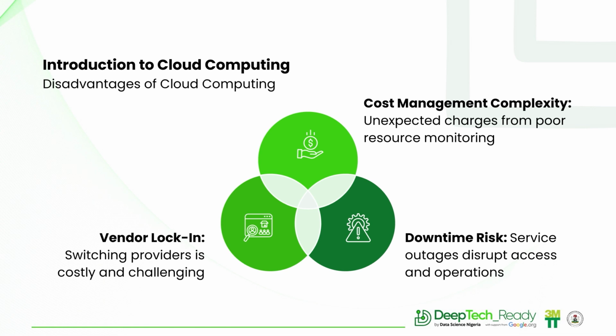Number two, downtime risks. Service outage can disrupt access and operations. The cloud relies on internet connectivity and the provider's infrastructure as well. So if their servers, that means the cloud service providers, go down or there's a network issue, it's like power going out in your house. Total blackout. You are left in the dark without the service being restored.